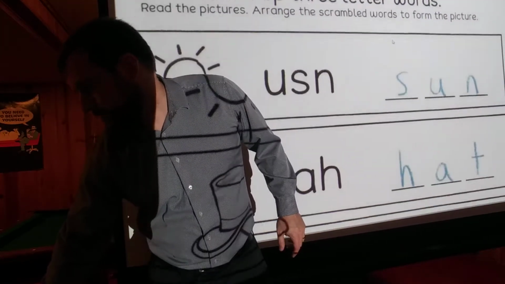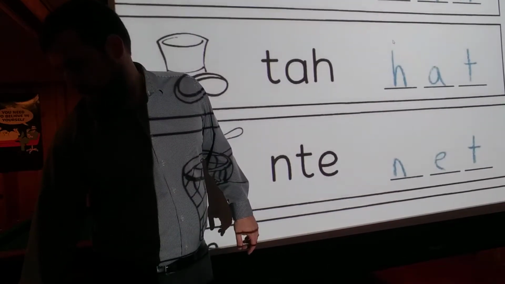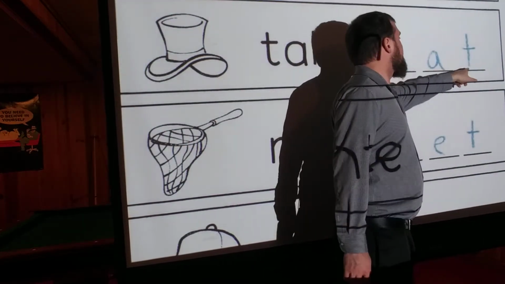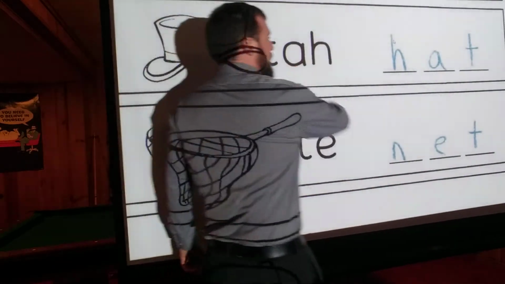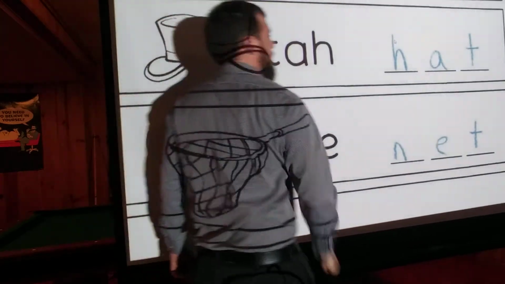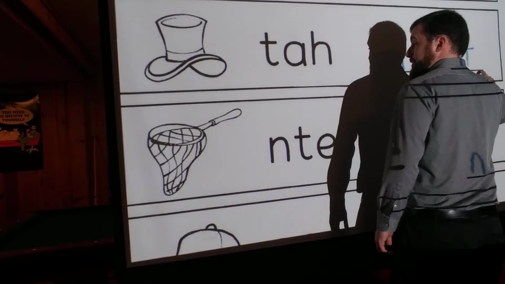Okay? It's going to look like that. H-A-T. Hat. Okay? We take this A, we put it here. A. We take this T, we put it here. T. At, hat. Okay?